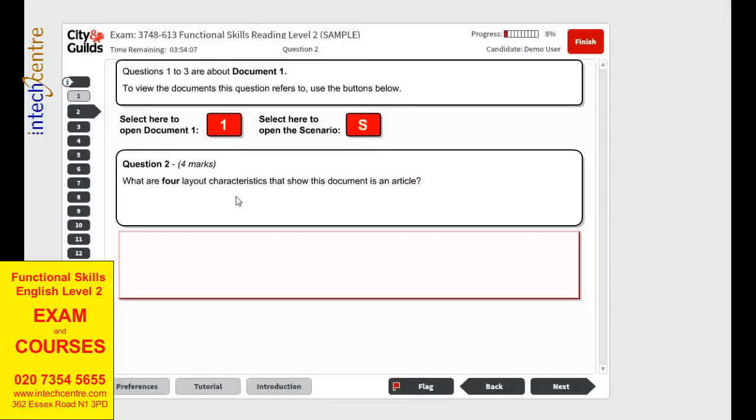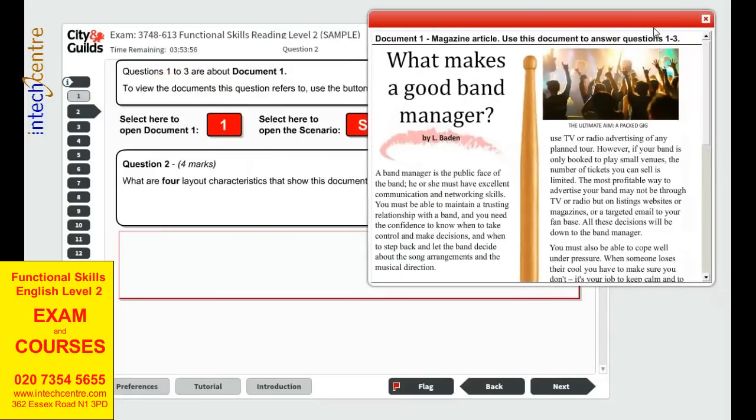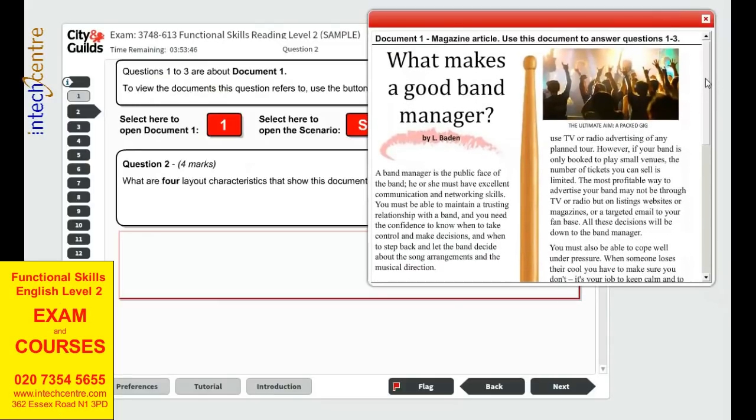In the second question, what are the 4 layout characteristics that show this document is an article? Okay, so let's have a look. So the layout characteristics is how the text is presented. This question is very, very common in exams. So you must be aware of how to locate the layout characteristics. So how the text is presented.